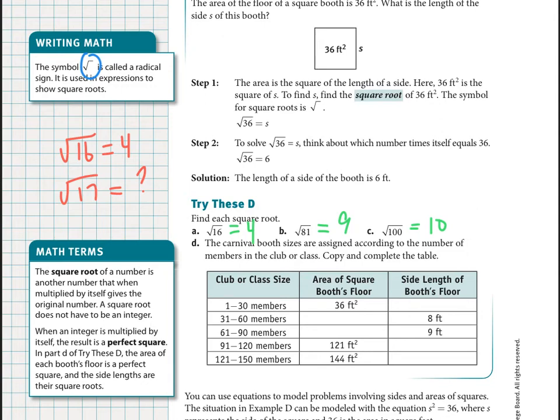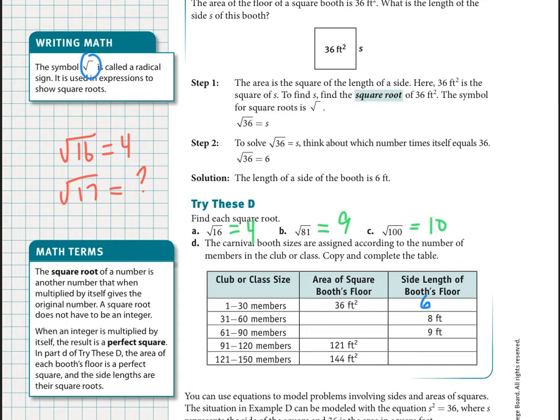All right, so let's look at this table down here. The carnival booth sizes are assigned according to the number of members. In the first row, 1 through 30 members, they want the area of the square booth's floor to be 36 feet. So how long would the side length need to be? If the area is 36, the side length would need to be 6 feet.